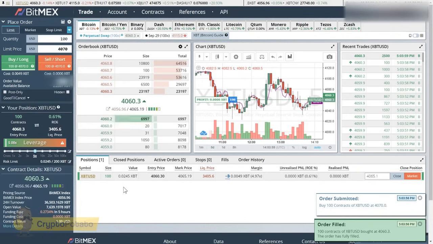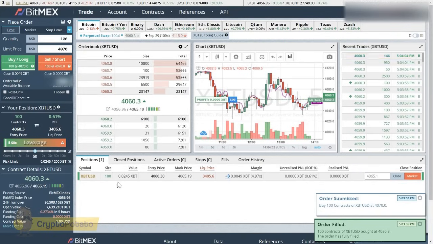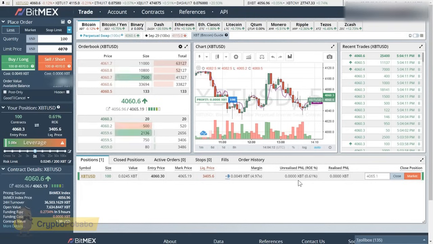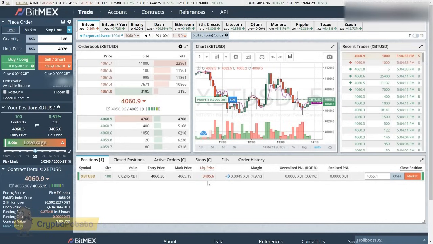Now we see our position. We have here the entry price. You see our entry price, and the unrealized P&L. This is the loss or the estimated profit, and it's calculated according to this mark price. We also see the real liquidation price. It's here. It's like the estimated one, a little bit less. In case we close part of the position, then we will see the gain or the loss in the realized P&L here.